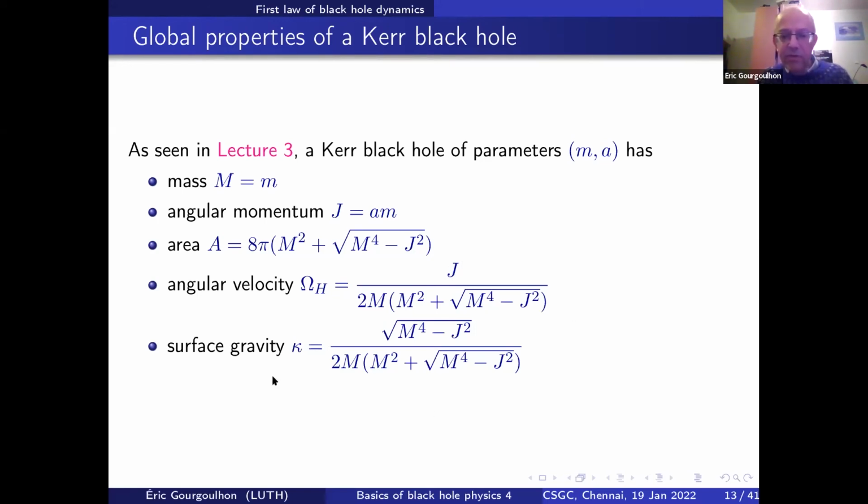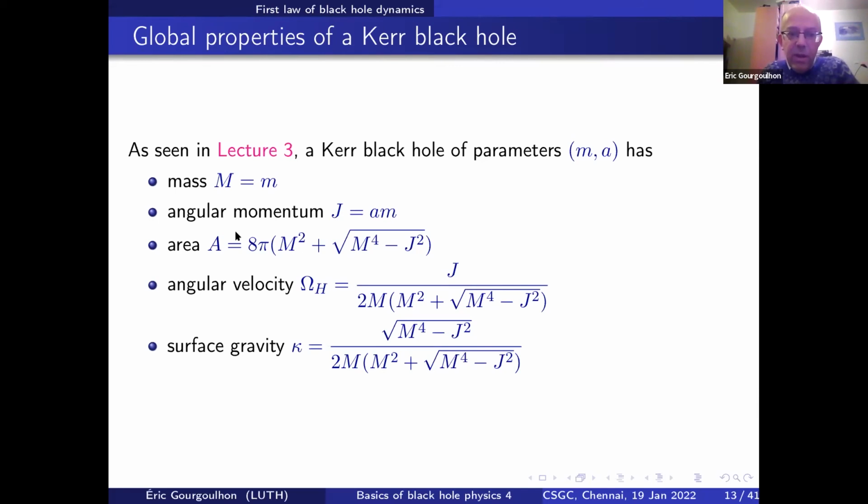And also yesterday we obtained the surface gravity of a Kerr black hole. If you want, this is the non-affinity parameter of the null geodesics generating the event horizon, the null geodesics being associated to the null Killing vector chi, which is psi plus omega h eta on the horizon. So it is given by this formula. So we have all these formulas.